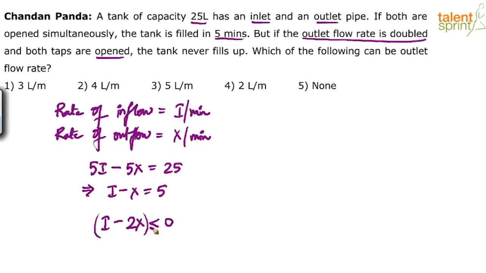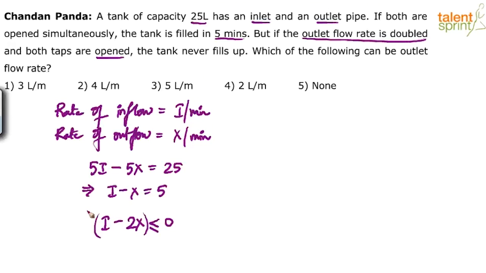See what is happening here when you say the tank never fills up. One equation is 5I minus 5X equals 25. You may not simplify it also, that's okay. The other equation that you have to understand is I minus 2X. Whatever you fill in 1 minute, whatever you remove in 1 minute, removal has become double now, 2X, because the outflow rate is doubled. The tank never fills up, meaning the difference of these two is going to be less than or equal to 0. I minus 2X is less than or equal to 0.